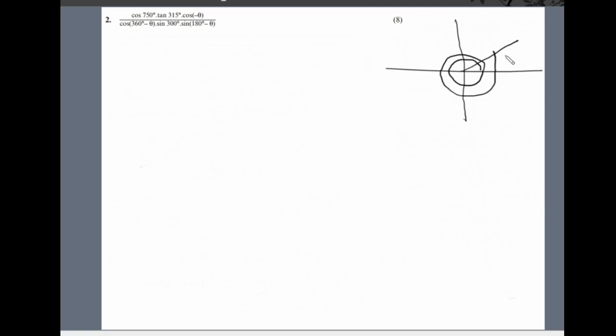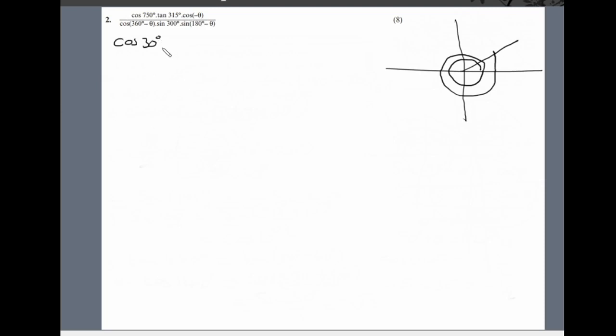750, sorry, it puts us in the first quadrant. So cos 750 is the same as saying cos 30. If you type cos 750 in your calculator, you will see that it equals the square root of 3 over 2, and then cos 30 also equals the square root of 3 over 2.